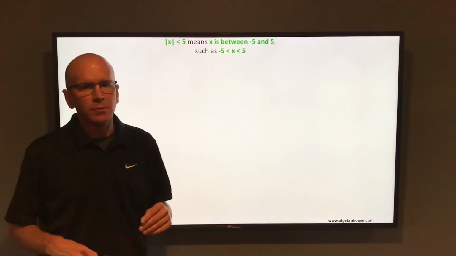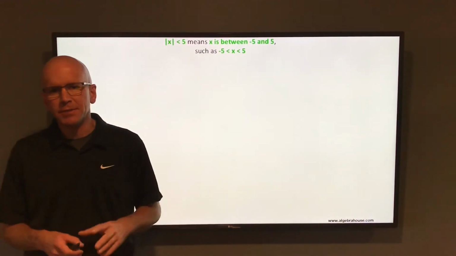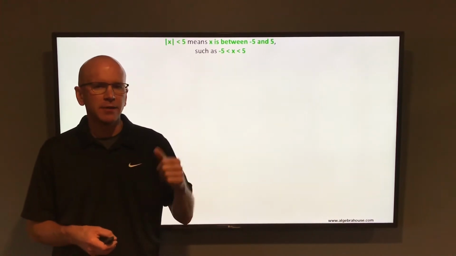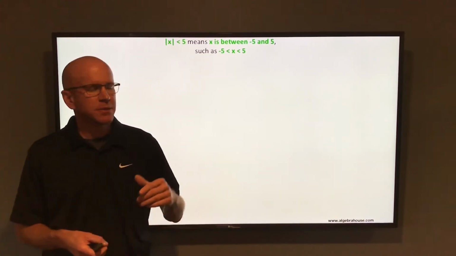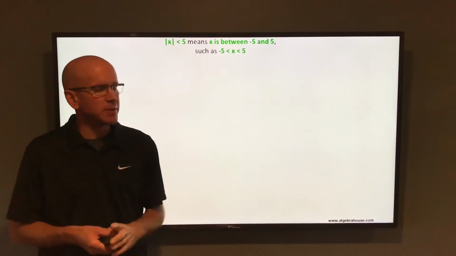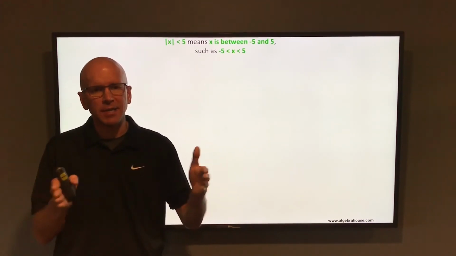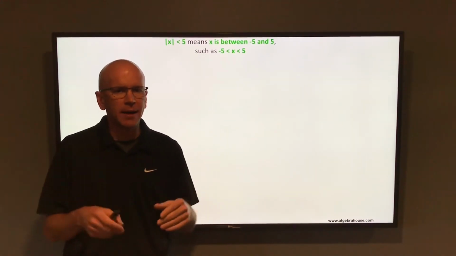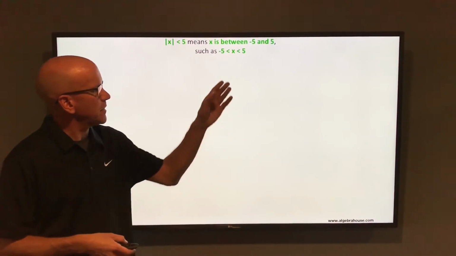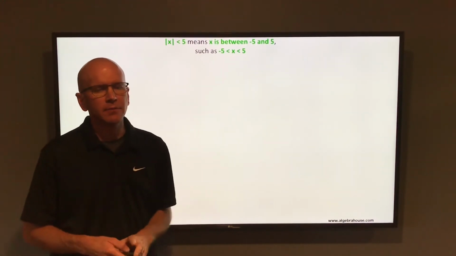We've talked about absolute value inequalities with a less than sign, such as the absolute value of x is less than 5. That's saying the distance that x is away from 0 is less than 5. So x lies in between negative 5 and 5. Or you could say that negative 5 is less than x, which is less than 5.